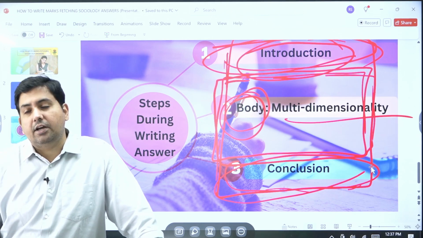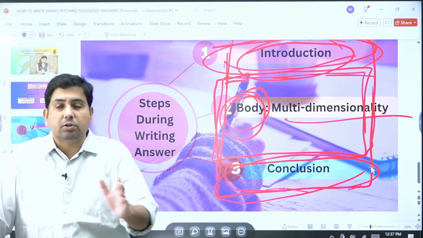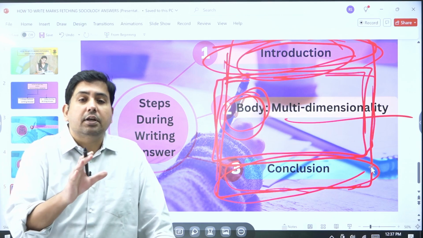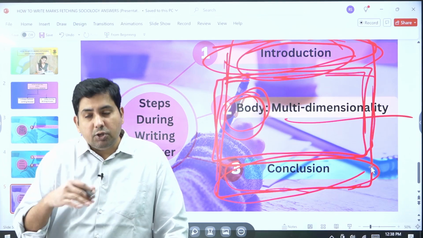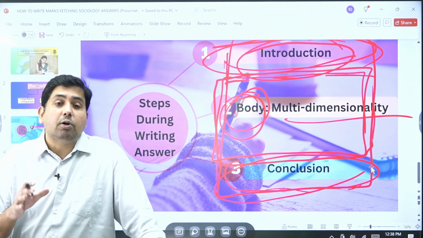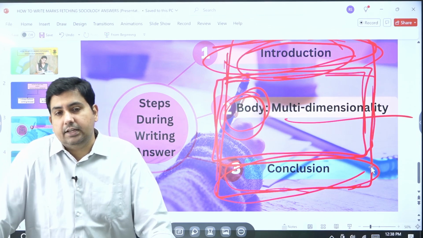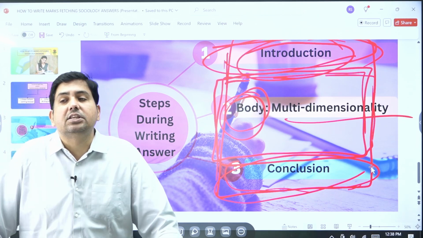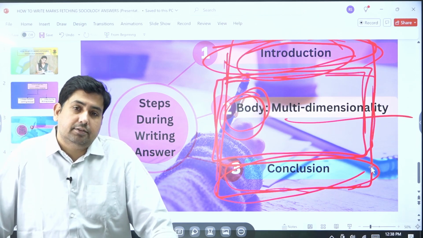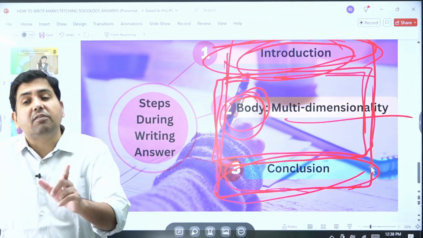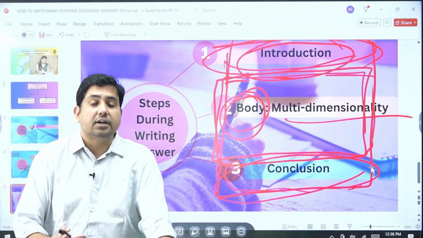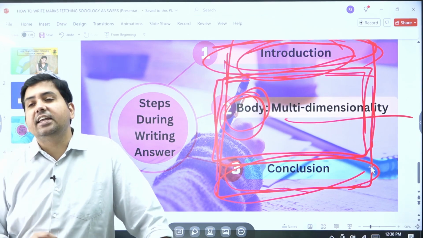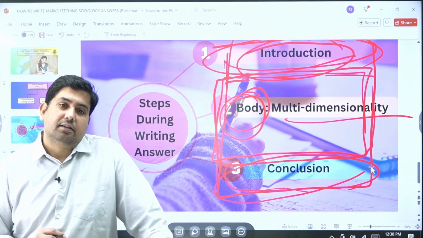And how will you substantiate it? Either you quote a thinker, or you give examples from your current development, or you quote any case studies if you have prepared. You can also give statistical data. Clear? And sometimes there are topics for which studies have been conducted by sociologists themselves that you can cite by way of evidence. Those studies would constitute the evidence in favor of what you are saying in your answer. Clear?